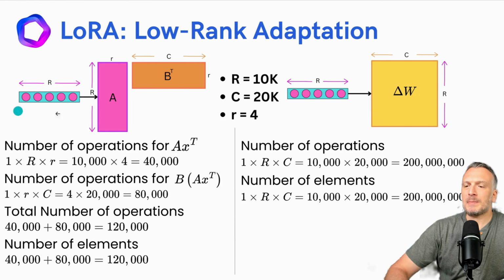So this means that passing this input tensor through A and B is much faster than passing this input tensor through the full rank matrix. And keeping in memory the matrices A and B is much easier on the memory than keeping the full rank matrix. So this low rank adaptation has huge advantages when it comes to speeding up the fine-tuning and reducing pressure on the memory.